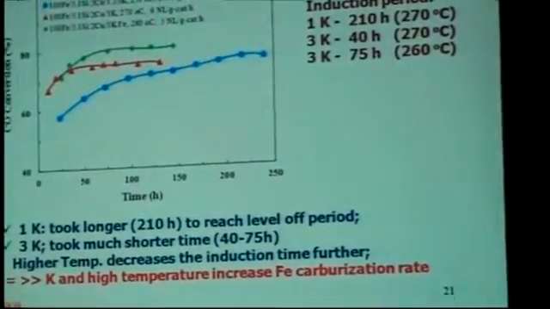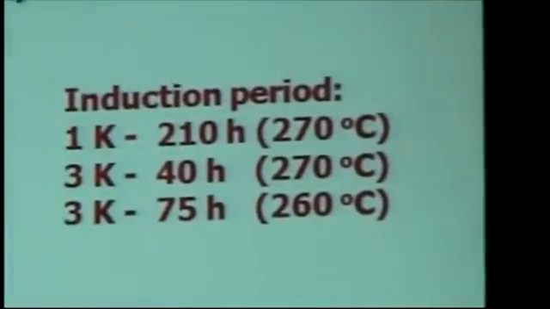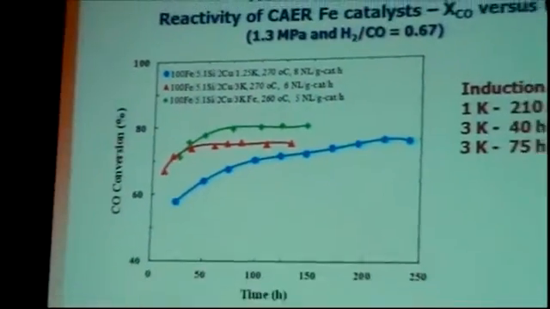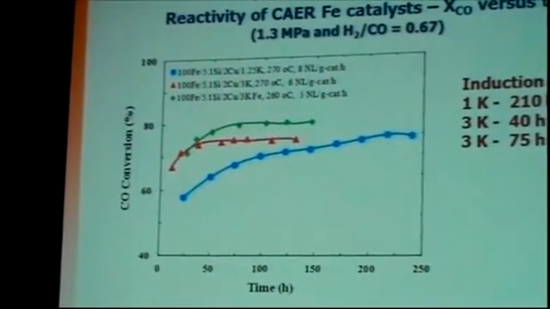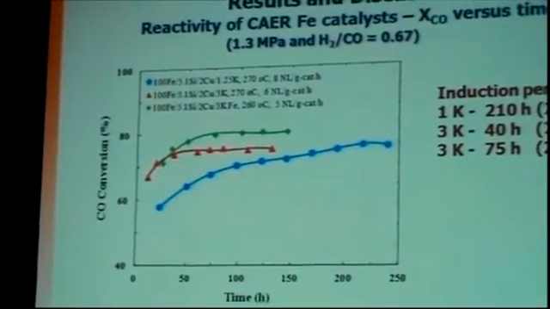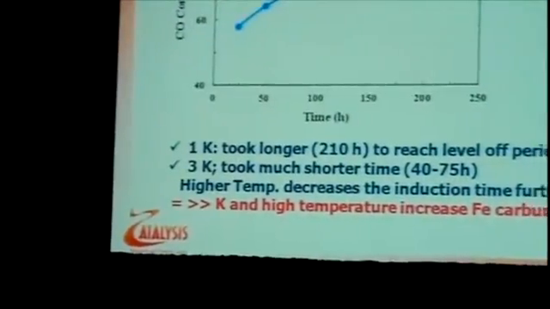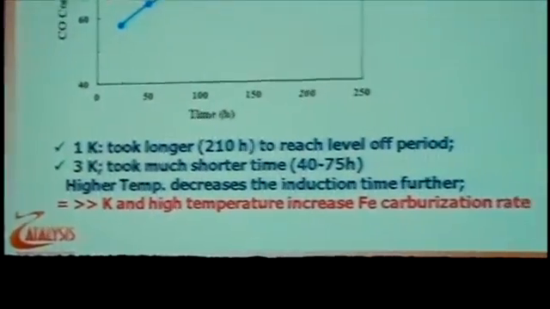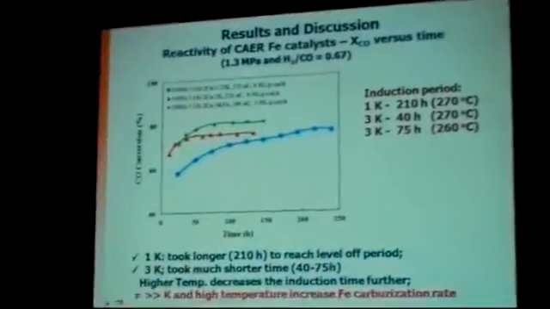Now let's look at the Fischer-Tropsch results. This is the CO conversion as a function of time. The 1K catalyst is the blue line, tested at 270 C, and the 3K catalyst is the red and green lines, tested at 270 and 260 C. What is happening here is that CO conversion increased with time, and for both the 1K and 3K catalysts at 270 C, they reach a steady state CO conversion of about 75.